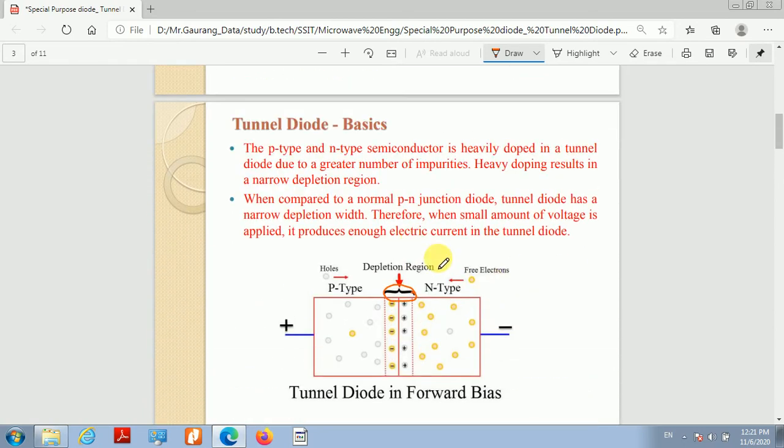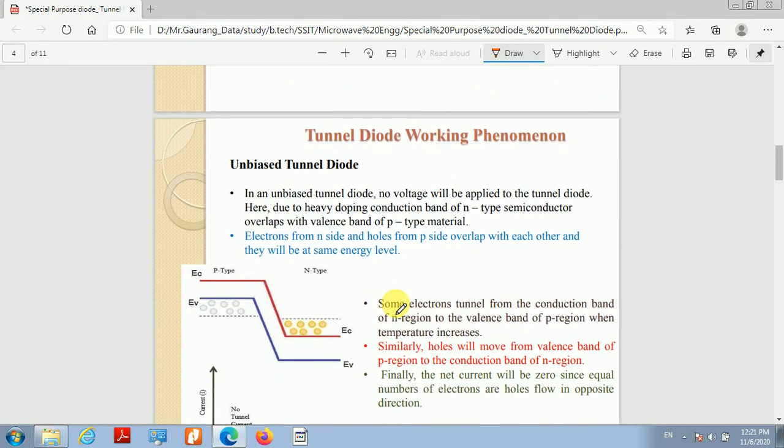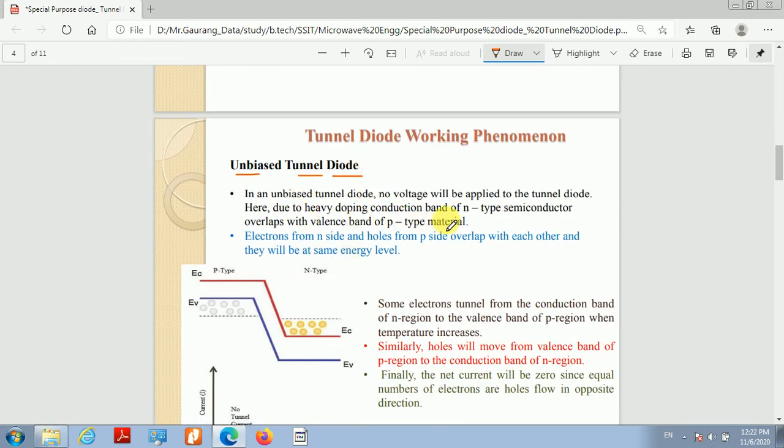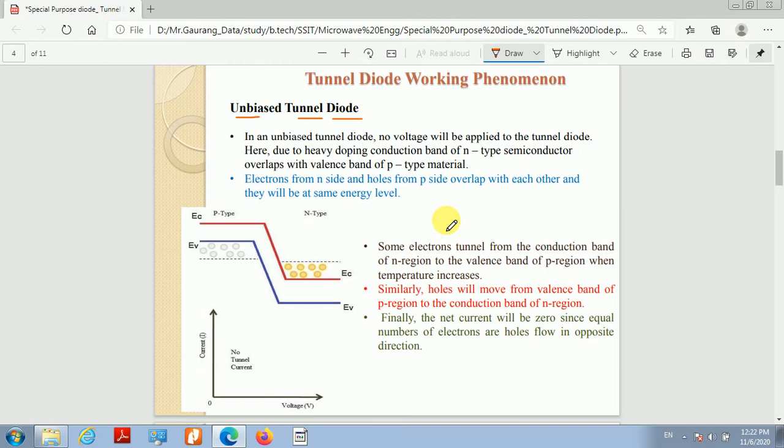Now let's understand the working of this tunnel diode by considering the different cases. So if we consider the first case, that is zero bias condition or unbiased tunnel diode. If we do not apply any external bias, then what would happen in this tunnel diode? So in unbiased tunnel diode, means we have not applied any voltage to the diode, then due to the heavy doping of the diode, the conduction band of n-type material, so this is a conduction band of n-type material, basically overlaps with the valence band of the p-type material. This is the valence band of the p-type material.